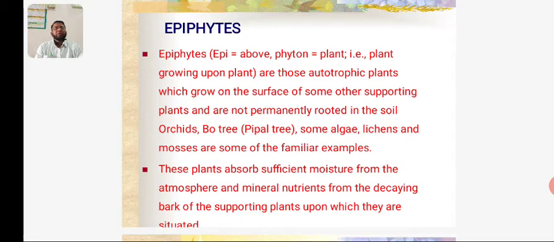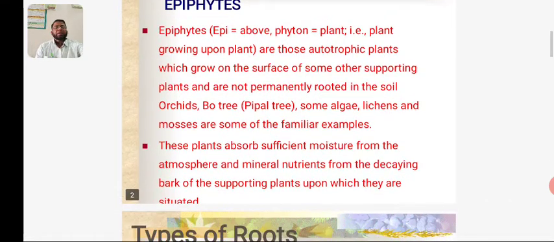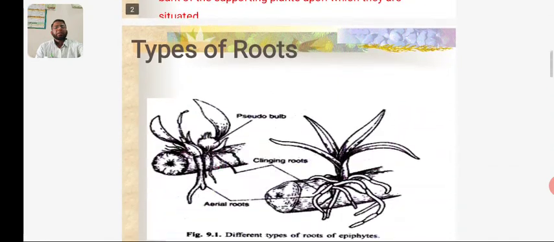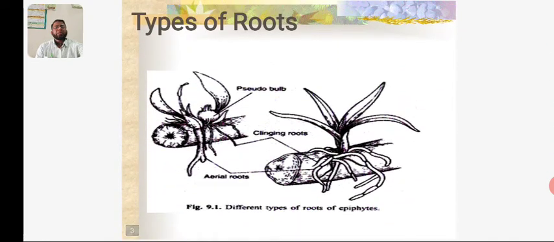These plants absorb sufficient moisture from the atmosphere and mineral nutrients from the decaying bark of the supporting plants upon which they are situated. Such epiphytic characters they develop. See here, another detailed picture of this plant is shown here. There is the external morphology of this epiphytic plant. This is the supporting plant on which they are staying.